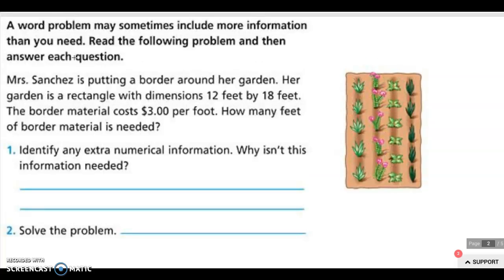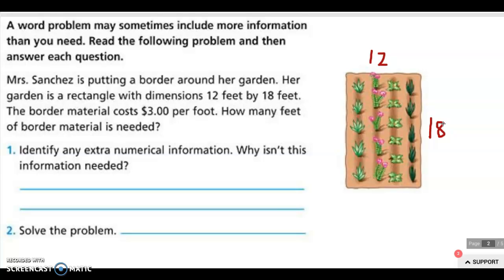So let's take a look at this problem and see if we can figure out what we actually need to know here. Mrs. Sanchez is putting a border around her garden. Her garden is a rectangle with the dimensions 12 feet by 18 feet. So I'm just going to label that right now. The border material costs $3 per foot. How many feet of border material is needed?